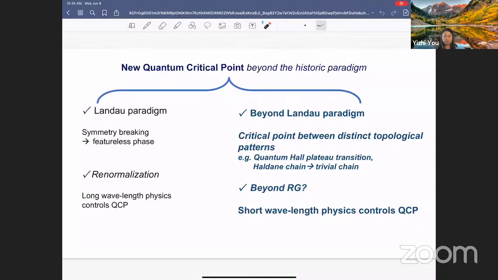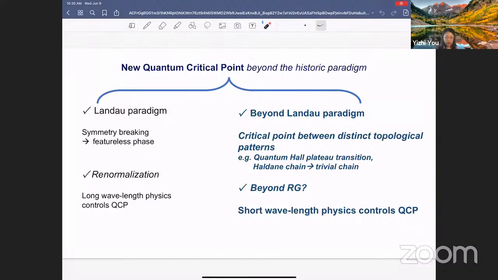However, during the past few decades, due to the exploration of topological phases, including some symmetry protected topological phases, we now recognize that there exist a large number of exotic phases. They do not have any symmetry breaking pattern. In the symmetry sense, they look the same as any disorder phase. However, there are some intrinsic quantum entanglement patterns, which still make them different compared to the disorder phases.